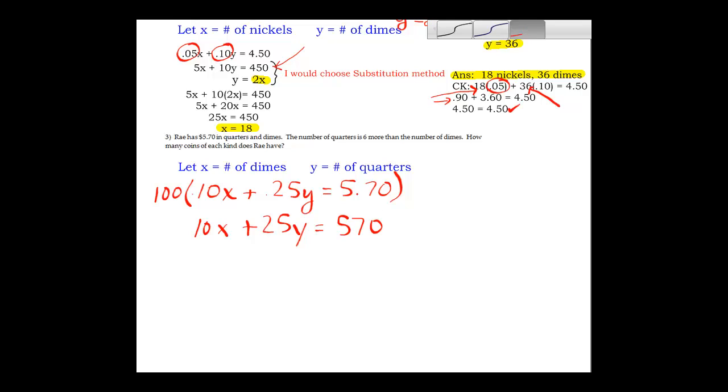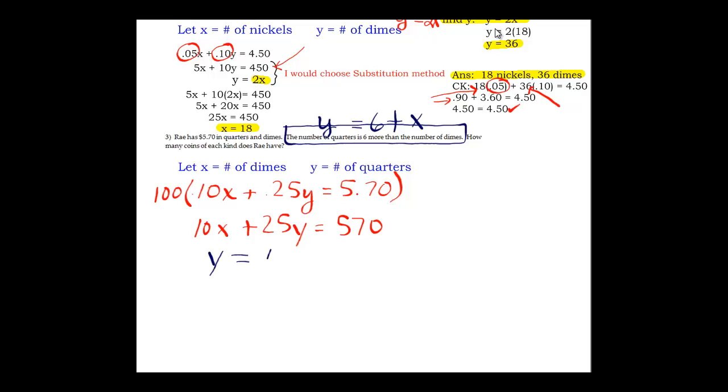And now let's read the second part to find my second equation. The number of quarters, okay, that's my y, equals 6 more than, plus the number of dimes, x. Okay, well that was simple enough. I have y equals 6 plus x. Which method would you use? It seems that substitution will work well here.